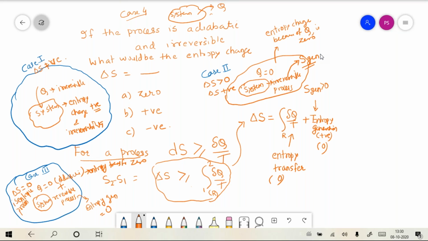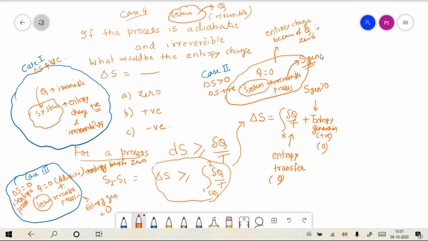So what would happen to the entropy now? What would be delta S? Case 4, tell me what would be the delta S value. In case 4, the system is rejecting the heat, and it is reversible. So in this case, the entropy of the system would decrease, right? Now let us consider another case. Are you getting the point? Yeah, correct. Gargi is correct.